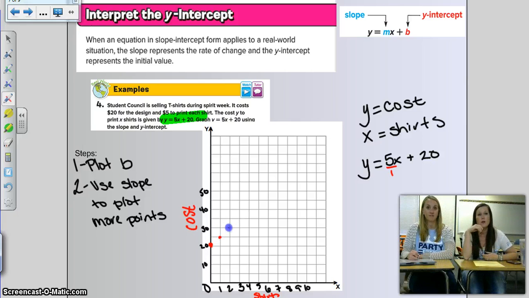Up 5 over 1, put a dot. Up 5 over 1, put a dot. It's the same. Up 5 over 1, put a dot. And then you connect your dots.